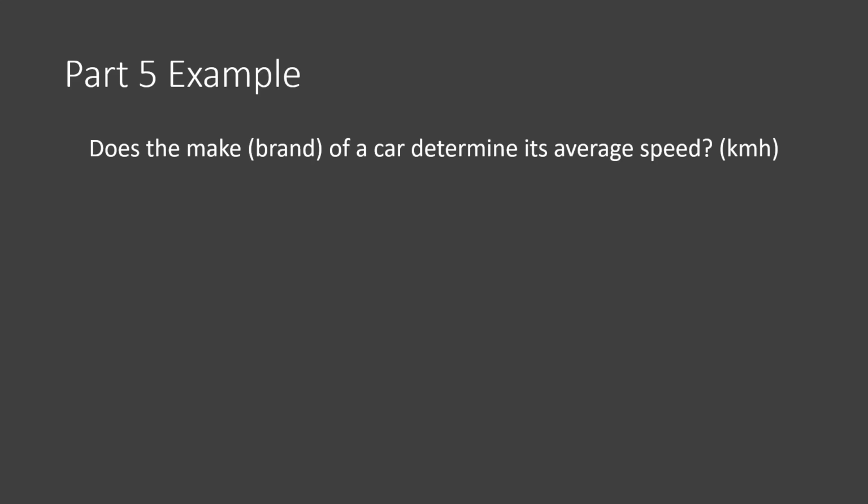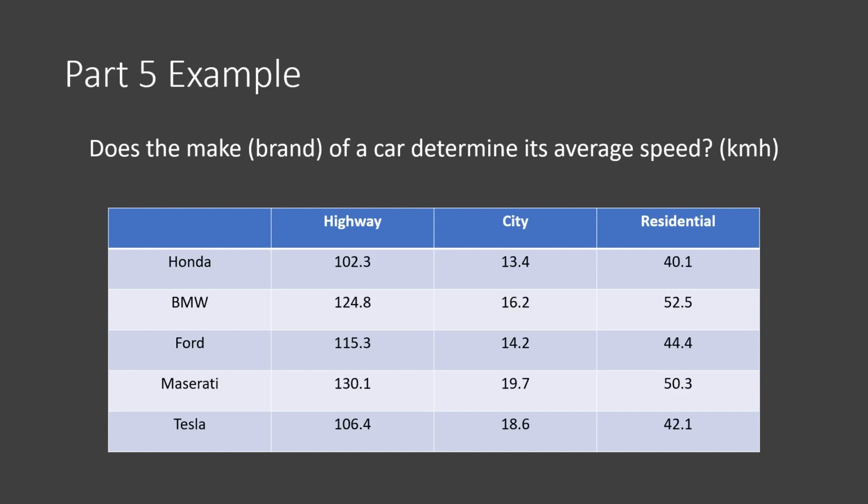In part five and in the later parts, we'll be covering questions that contain multiple groups and/or multiple variables, right? So to give that more meaning, we use an example. For example, does the make of a car determine its average speed? In part five, you'll probably get data like this, whether through a CSV or just displayed as a picture in the question.